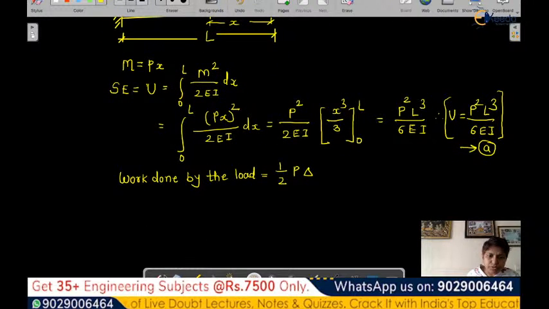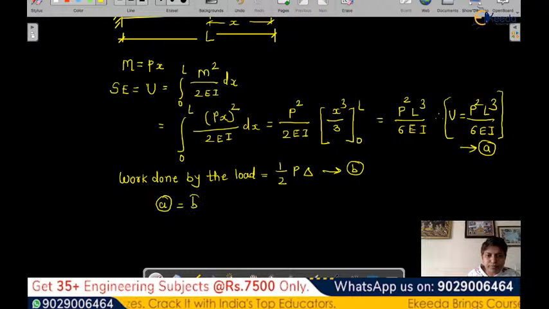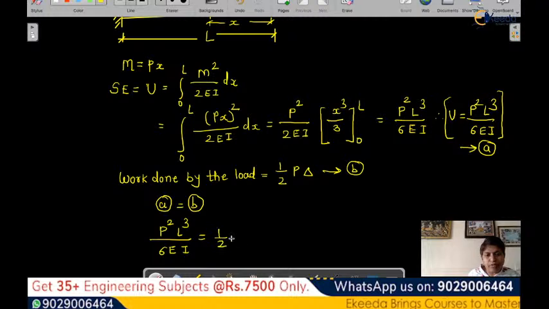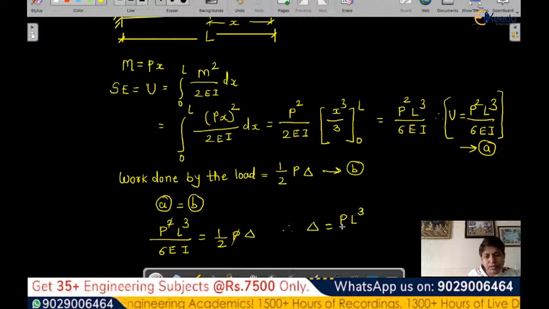So let's compare A and B. Equate A and B. When you equate A and B, we get P square L cube by 6EI is equal to half into P into delta. So P will get cancelled, and delta you will get as PL cube by 3EI.